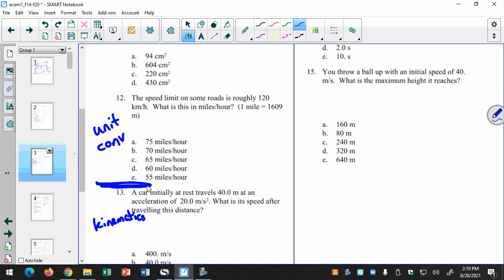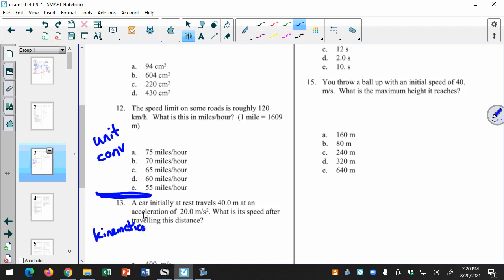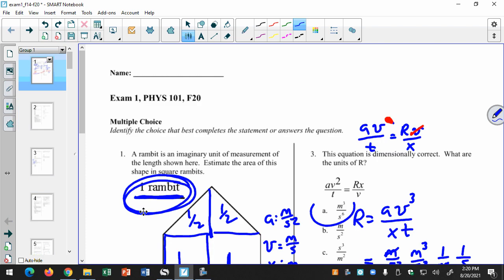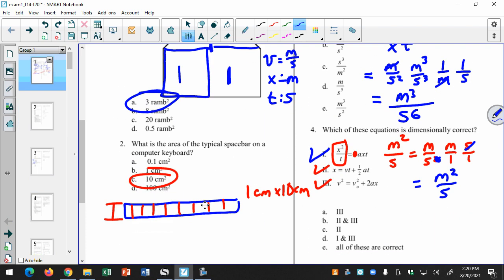Okay, tell me your name again. Emily. So I don't know if this is a stupid question, and it's the third one that we were looking at for dimensionally correct. Mm-hmm. I don't understand why that's right.